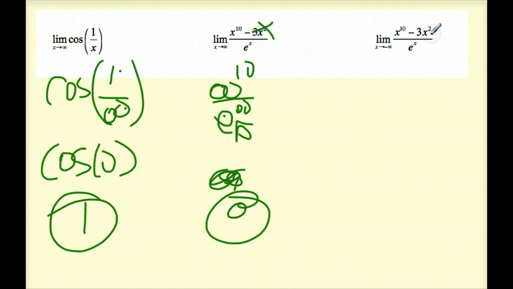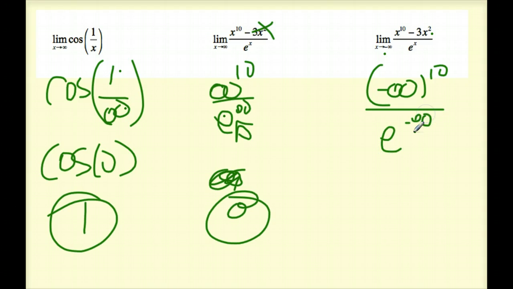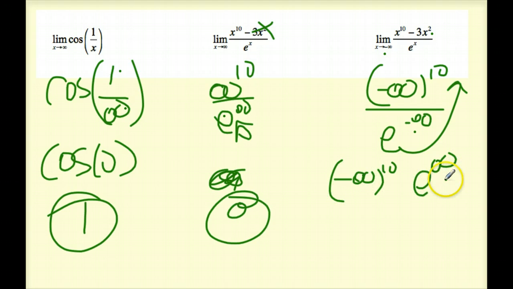And over here, we have to be careful since I have a negative infinity. So I have negative infinity to the 10th over e to the negative infinity. Negative powers can be moved up top, so I get negative infinity to the 10th times e to infinity. This will be positive, that will be infinity, and so this will be infinity. And there goes your unit on limits to infinity.